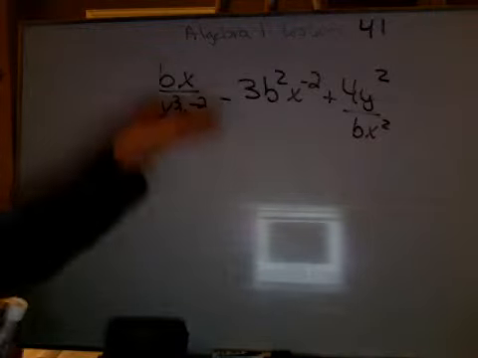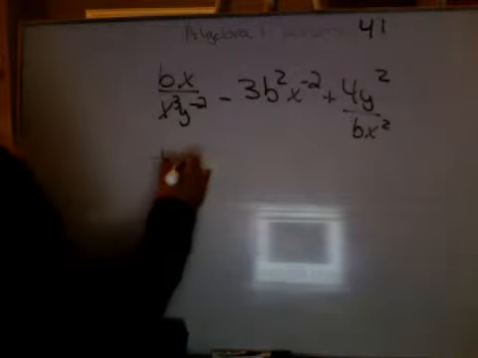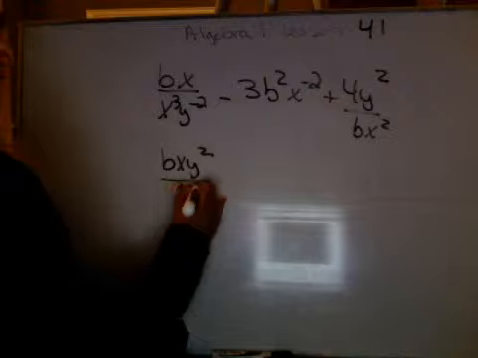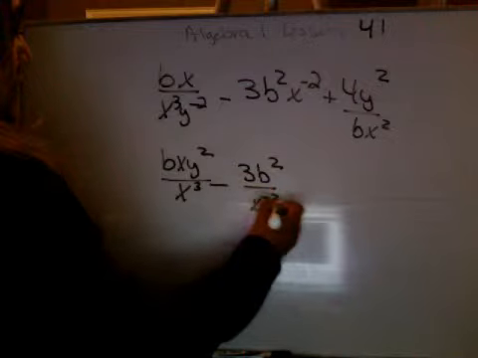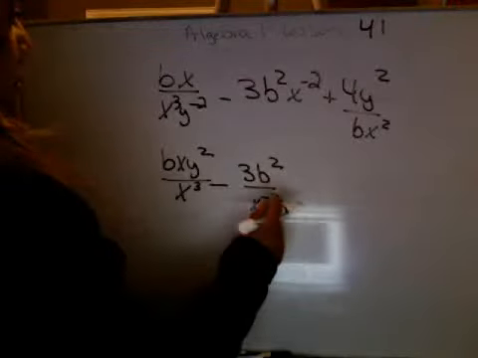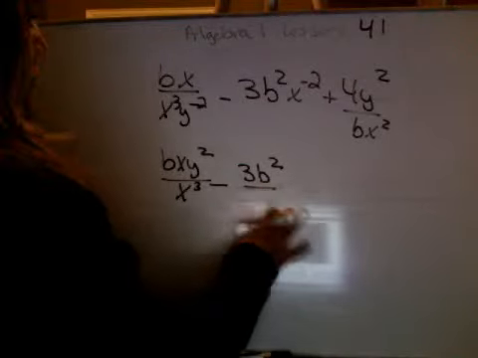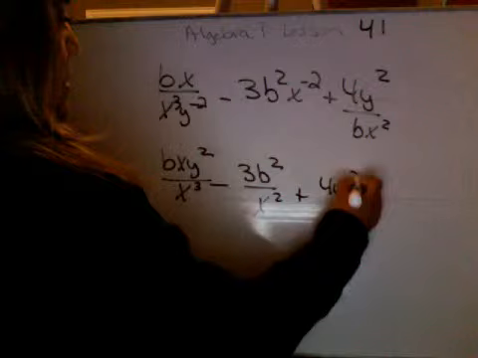Well, we can't really tell because they're all kind of crazy looking. So the first thing we want to do is change it so that all the exponents are positive. So this becomes bxy squared over x cubed minus 3b squared over x to the negative 2, and then we have x squared plus 4y squared over bx squared.